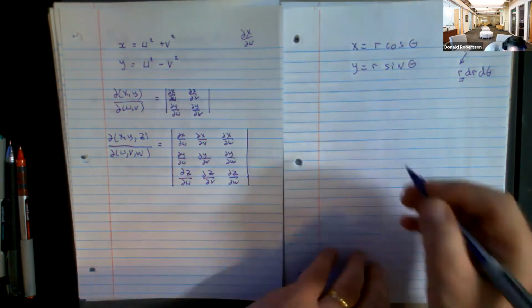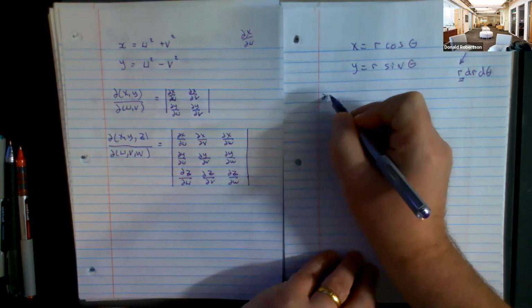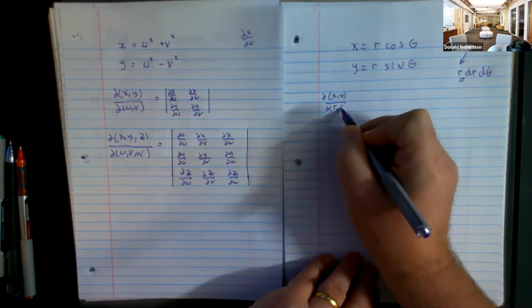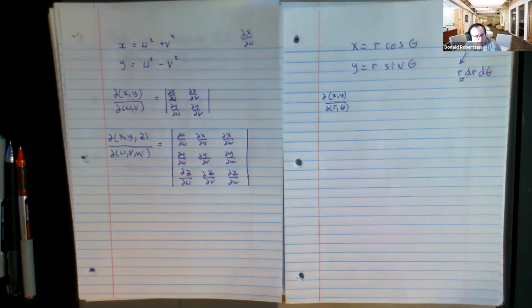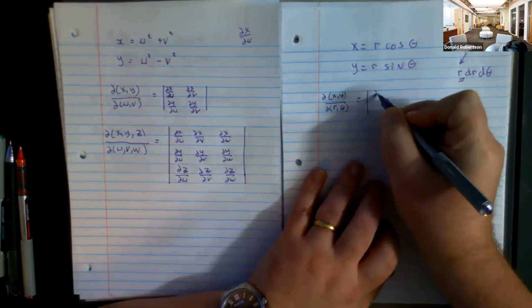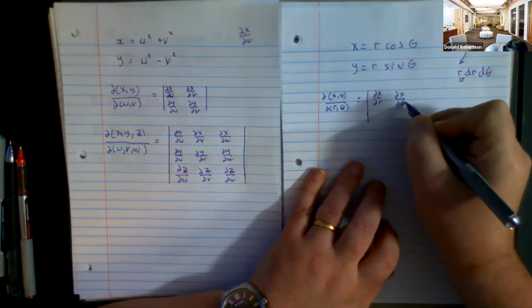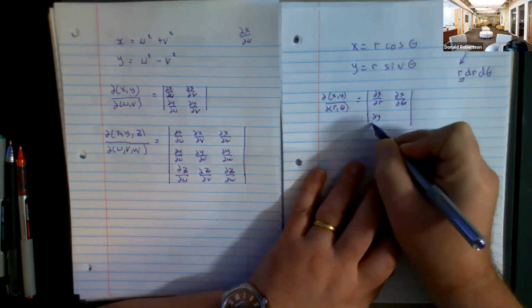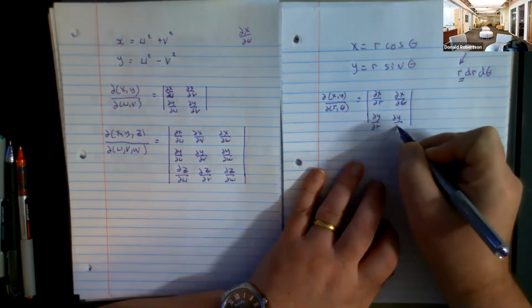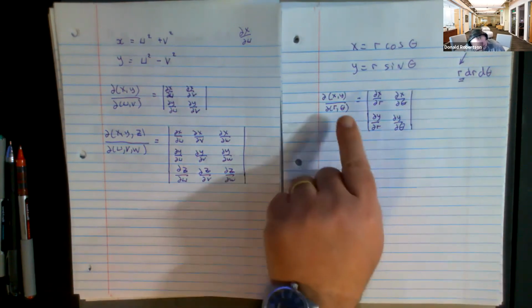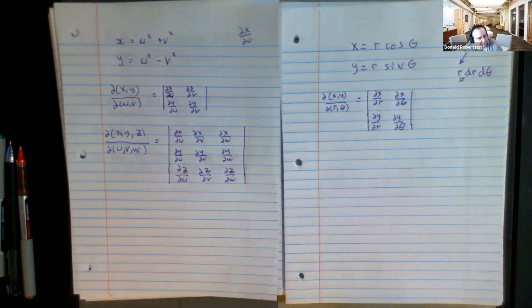So let's prove it to you. Let's find the Jacobian dxy by dr theta. Well, it should be the partial derivative of x with respect to r, the partial derivative of x with respect to theta, the partial derivative of y with respect to r, and the partial derivative of y with respect to theta. Are we comfortable about this Jacobian where all these pieces are coming from, right? x and y, r and theta.